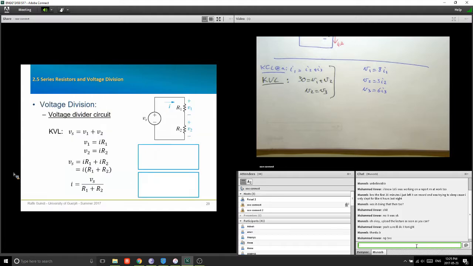Now, from that, we come to the principle of voltage division. Voltage division is a very, very interesting tool. And if you understand it, you're going to spot it directly. Every time you see a circuit, say, oh, look at that. I have these resistors there. I have this voltage. I can do a voltage division. And it really works well.